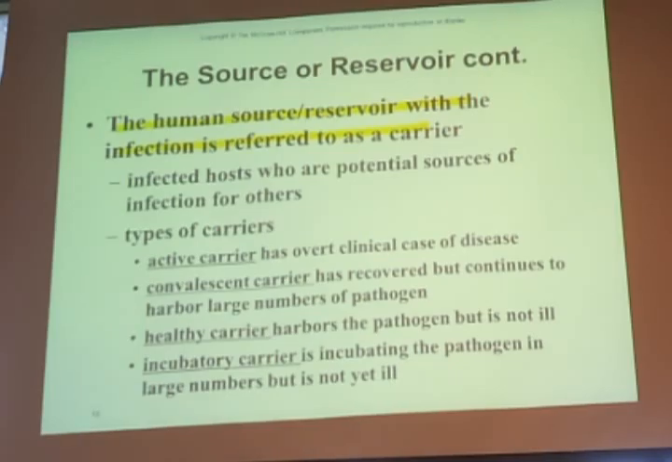If you look at it that way, you can have different types of carriers. The active carrier is the person who has the overt disease. A convalescent carrier has recovered but continues to harbor a large number of pathogens. Oh, imagine that, right? That just completely makes you wonder where some of the information that gets to you comes from. A healthy carrier actually has the pathogen, but they're not ill.